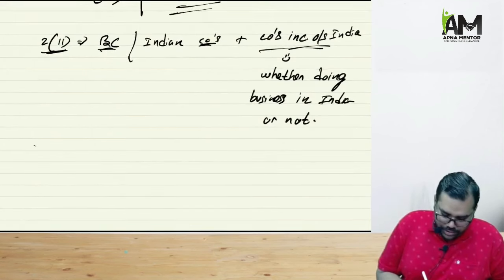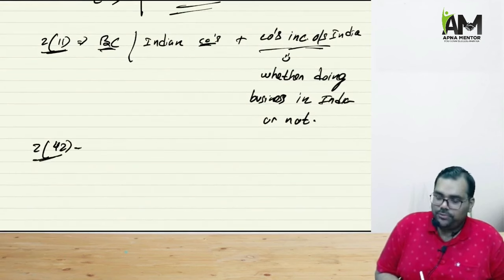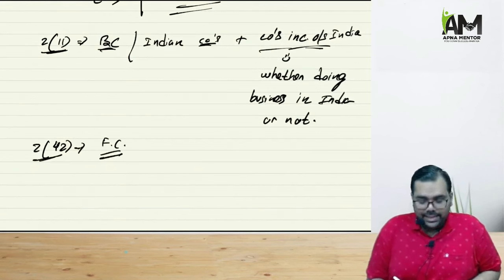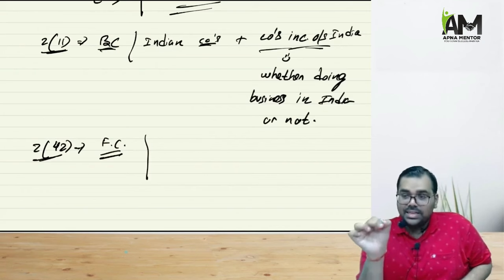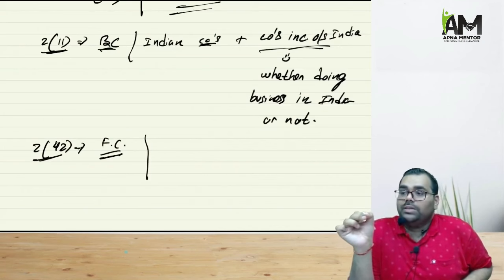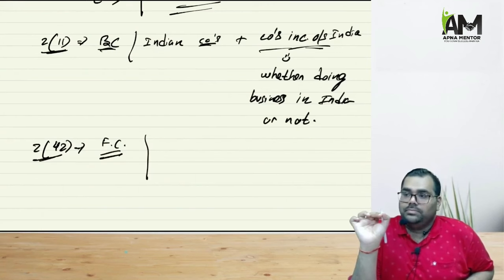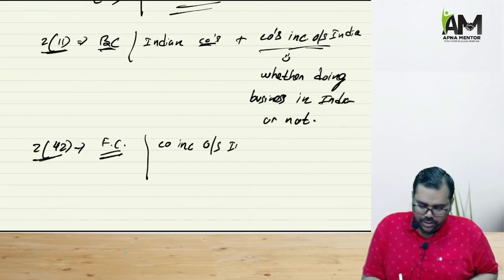And when we talk about the definition of foreign company, section 2 clause 42, the definition is very clear. Foreign company means a company incorporated outside India, but which is also carrying on business in India. Company incorporated outside India and doing business in India.